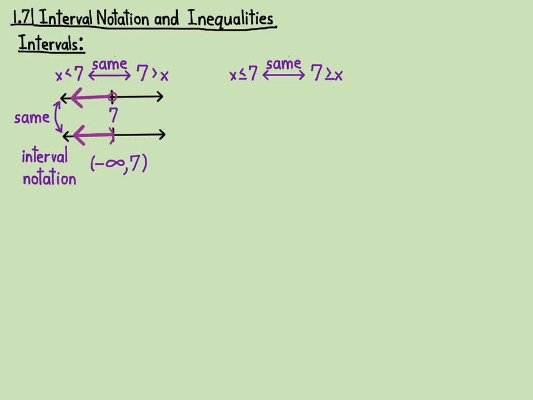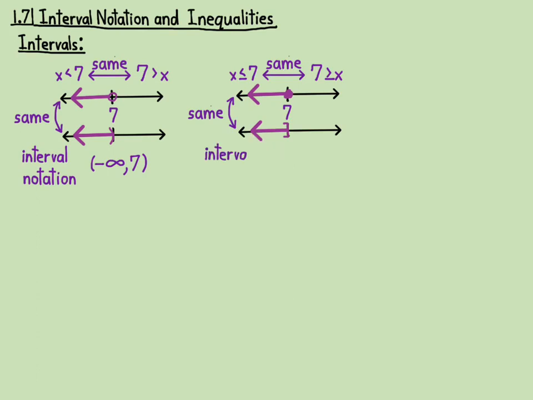Now let's do the same thing but with equal. So x is less than or equal to 7. We draw the number line, there's 7, and we shade in less than or equal to it. Now we have a solid dot here, because 7 is less than or equal to 7, it's equal to 7. And the solid dot corresponds with this square bracket. Again, this arrow to the left corresponds to negative infinity.